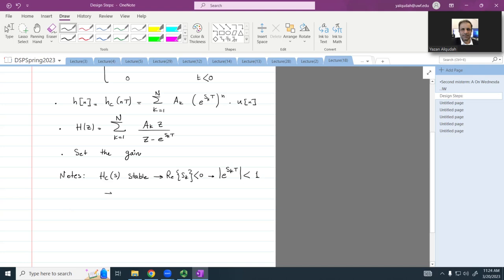Why is it going to be stable? Anybody? The poles are in the unit circle, and this is causal. So the region of convergence is going to be outside the largest pole, therefore it's going to include the unit circle. Okay.